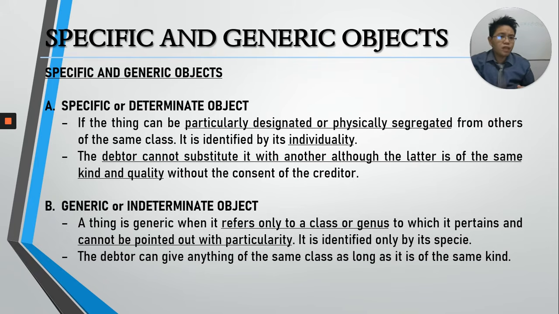So, remember, the debtor, in case of a generic real obligation, can give anything of the same class as long as it is of the same kind. So, basta pareho. Kung ang pinag-usapan ay kabayo, basta kabayo. Kahit na anong klaseng kabayo, basta kabayo. Same kind. So, yun ang tandaan natin sa specific and generic objects.